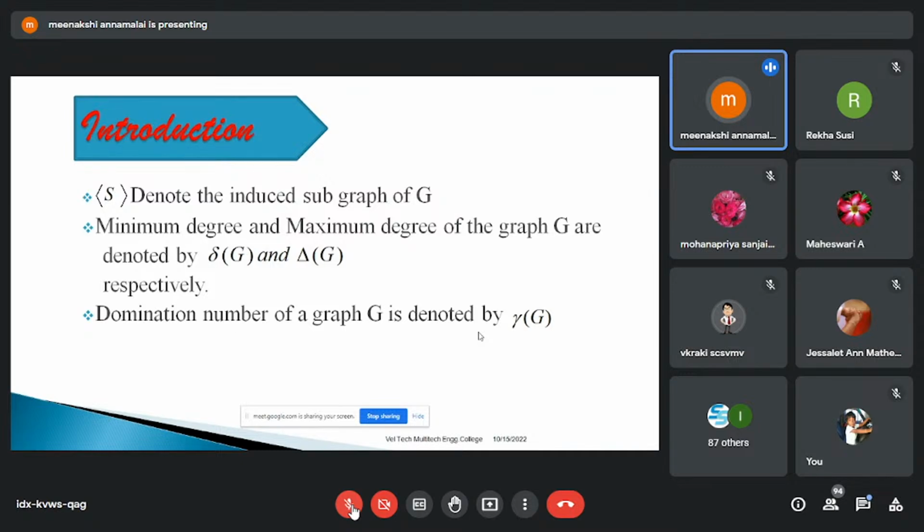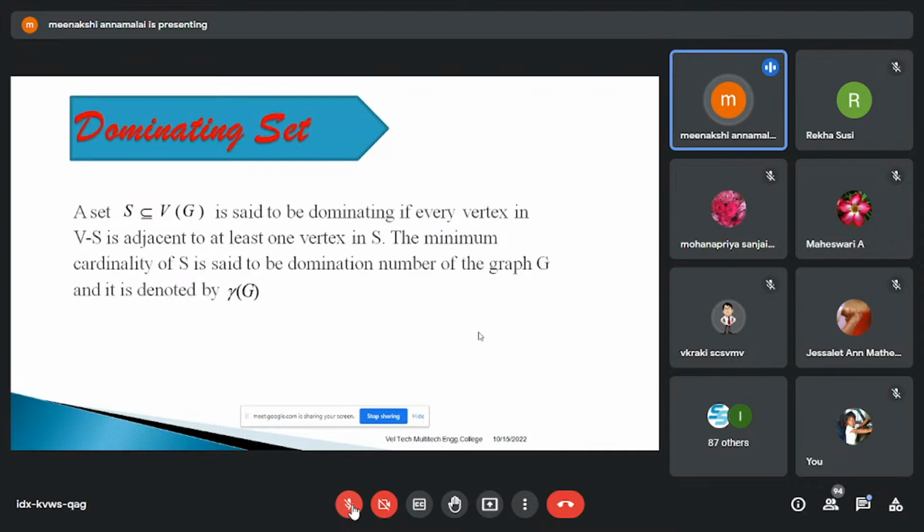So what is meant by domination? What is meant by domination number? Let G be a graph which consists of the vertices whose set is V of G. A subset S of V of G is said to be dominating if every vertex in V minus S is adjacent to at least one vertex in S. The minimum cardinality of S is said to be the domination number and is denoted by gamma of G.